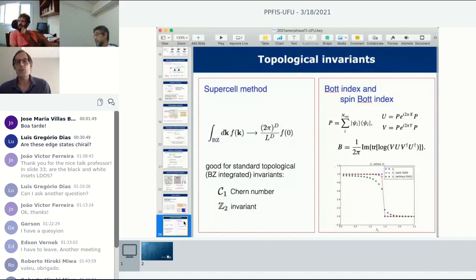I'd like to say one word about things that have bothered me for a while, concerning the topological invariants. The recipe that you have is that you integrate over the Brillouin zone some function that is given to you, and if you get an integer, you are characterizing whether a system is topological or not.